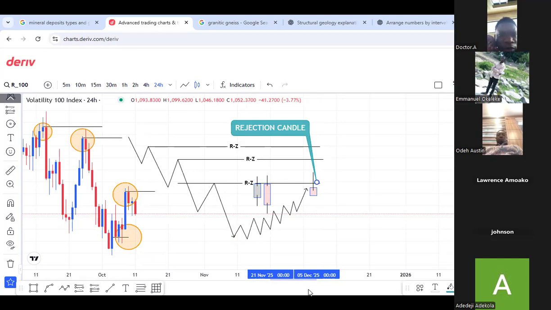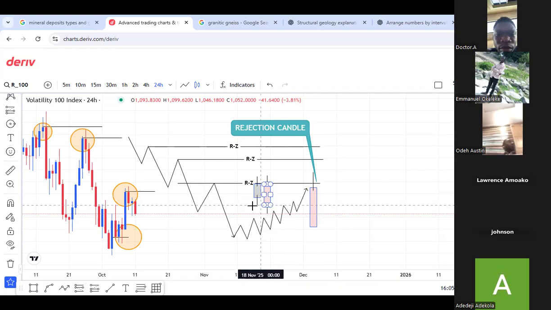It's just like asking the size of the body of a rejection candle. A rejection candle body can be as long as this, but once it's a rejection, it's a rejection. So the size of your candle does not matter. The buy candle can even be longer than the sell candle. But as far as you have a buy candle and a sell candle, you are good to go. So size does not matter here.